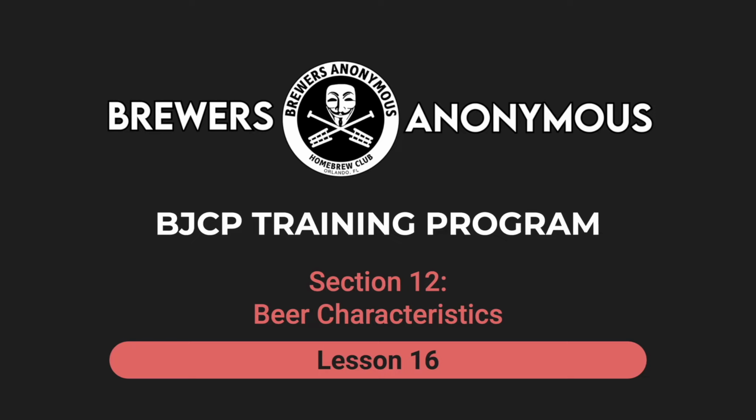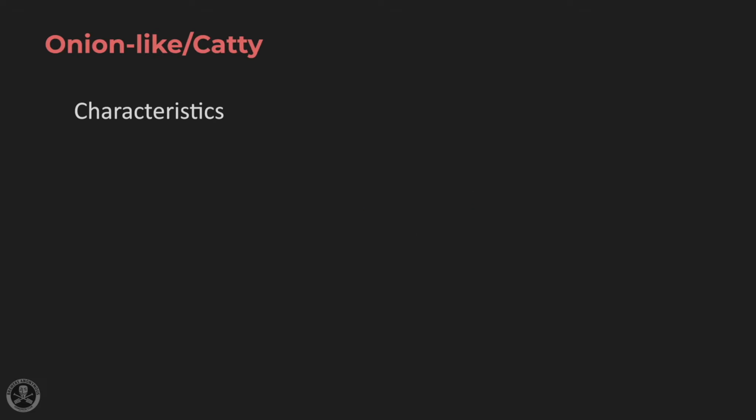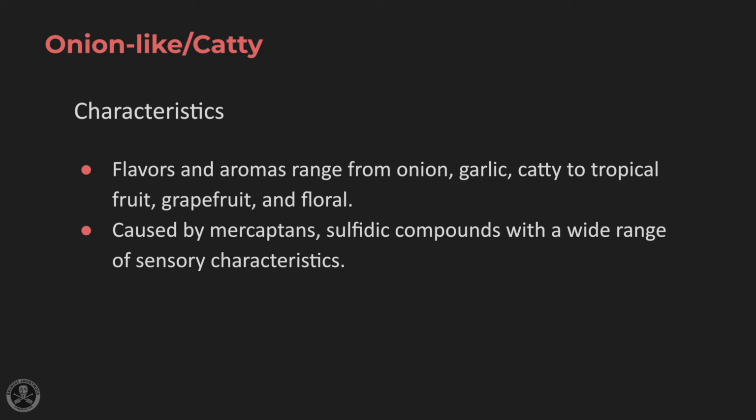We are on lesson 16 of beer characteristics, and in this lesson we are discussing an onion-like / catty character in beer. An onion-like / catty character in beer can be flavors and aromas ranging from onion, garlic, and catty to tropical fruit, grapefruit, and floral. They're caused by mercaptans, sulfitic compounds that produce a wide range of flavor and aroma characteristics.